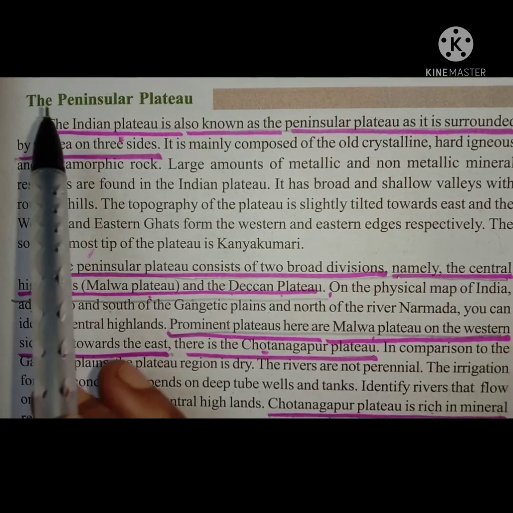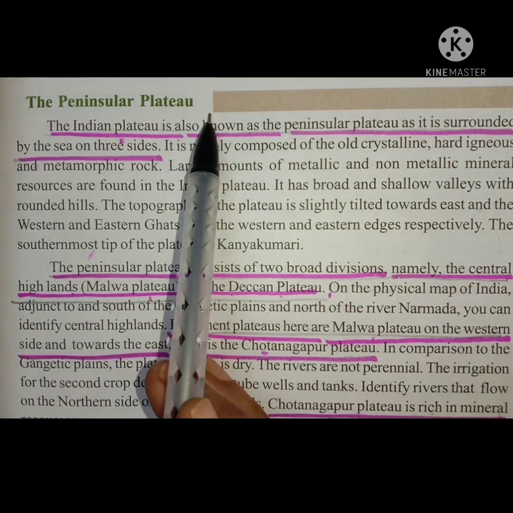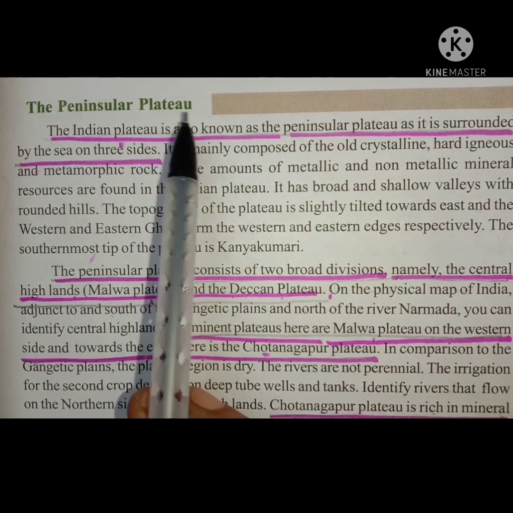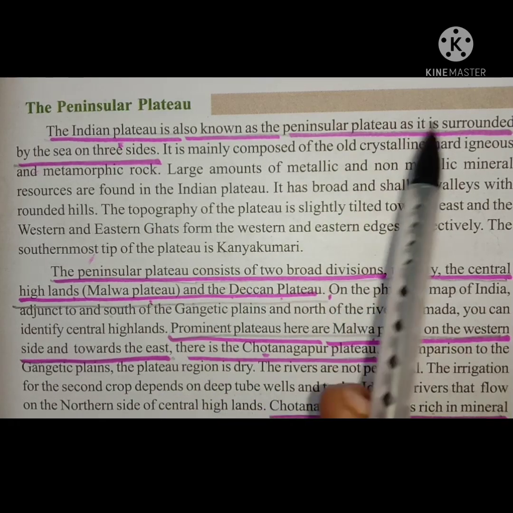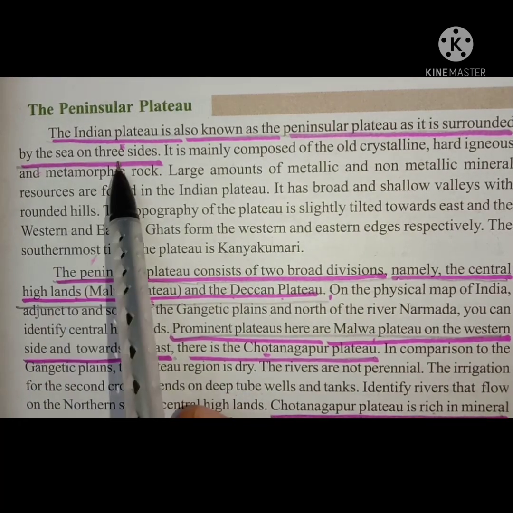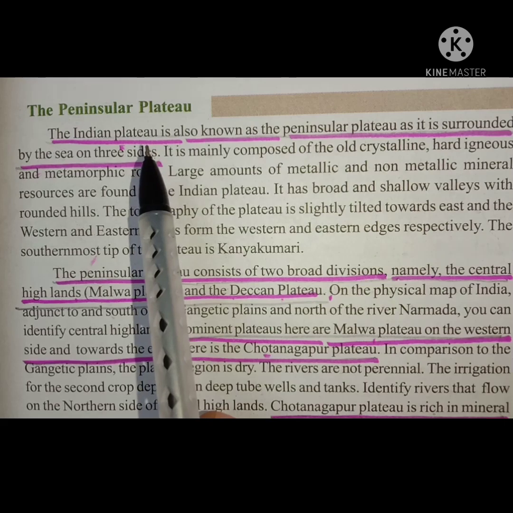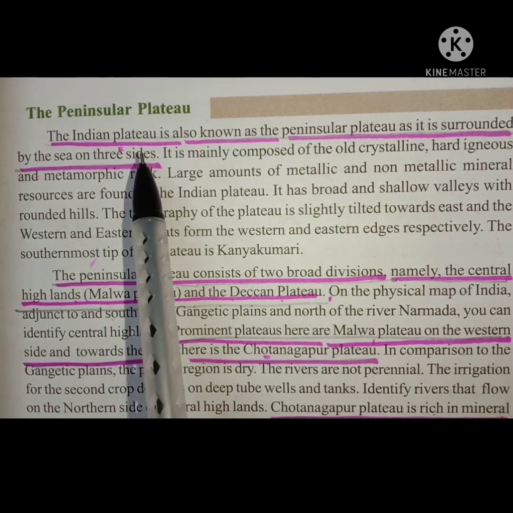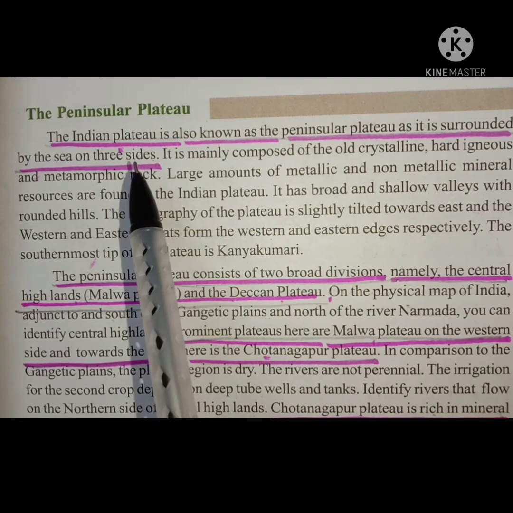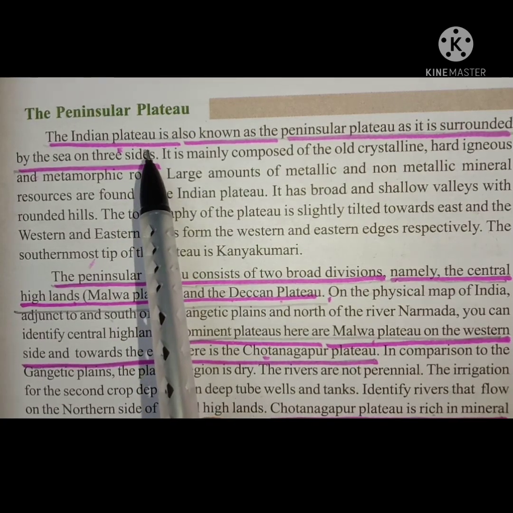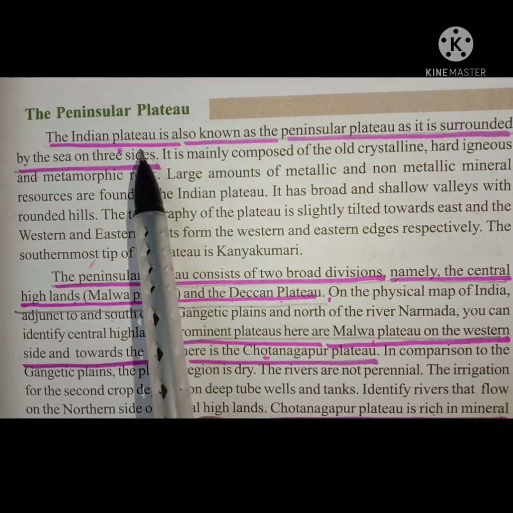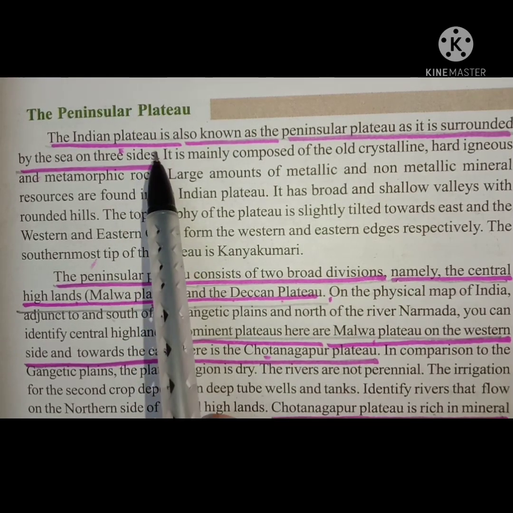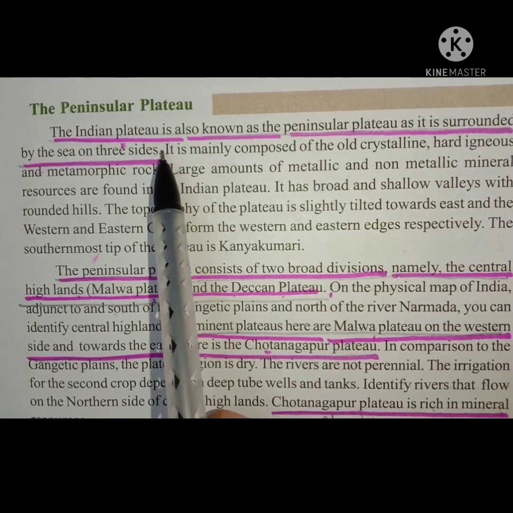Next topic, the Peninsular Plateau. The Indian Plateau is also known as the Peninsular Plateau. It is surrounded by seas on 3 sides: east Bay of Bengal, west Arabian Sea and south Indian Ocean. So, why do we often use the term Indian Peninsula? This is also a 1 mark important question.